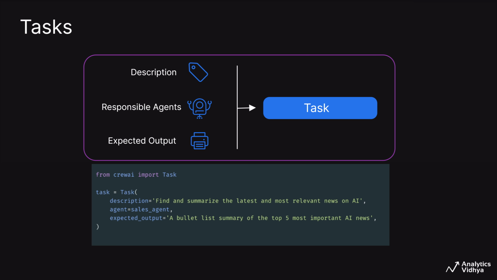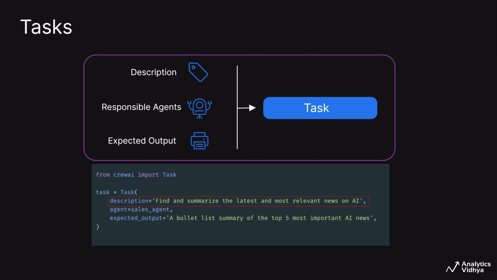If we check the implementation, we see that we have a description. The description is all about what you want the agent to do with this task. So the task is about, in this case, finding and summarizing the latest and most relevant news on AI. We're not mentioning anything about backstories or goals, and actually this task is not really aware of what we want to do with our application. It's just about one single task.